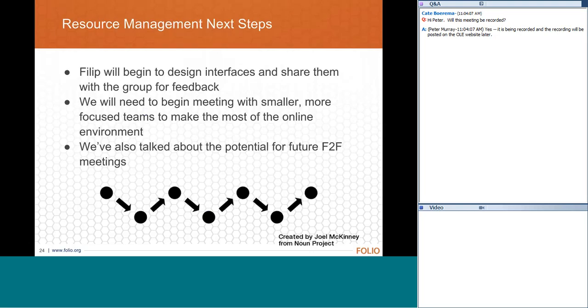So as for next steps for the resource management team, Philip is going to be taking all of the work that we did from our workshop, and he's going to now be starting to create designs for interfaces and screens and workflows within FOLIO, and he'll be sharing them with our group for feedback. One thing about this that's pretty interesting is that it's very much a user-focused process. So the work of creating the system will start with the design and user feedback and then go to the developers for technical feedback. So it's not starting with the technical, it's starting with the end user perspective, which I think will be really interesting to see how that works.